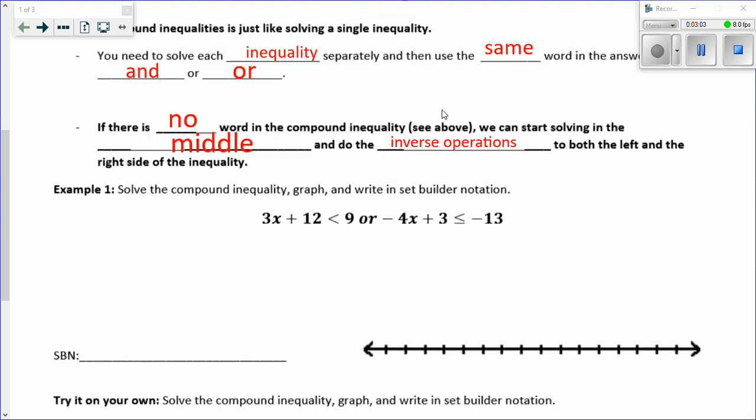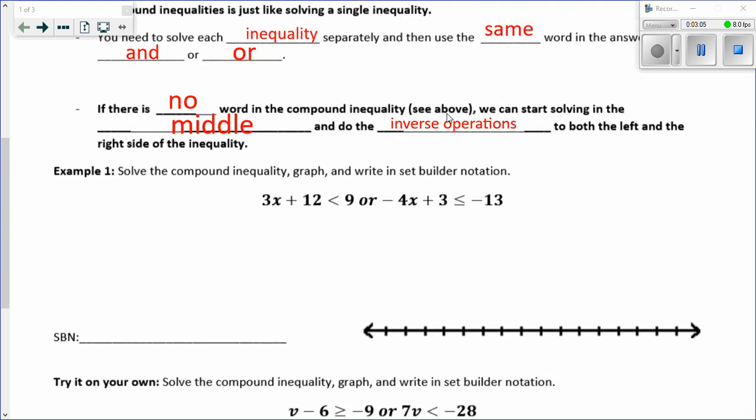So example 1, solve the compound inequality, graph it, and write it in set builder notation. So this one says 3x plus 12 is less than 9, or negative 4x plus 3 is less than or equal to negative 13. So I'm just going to go ahead and solve each one. So the first one, I am going to subtract 12 from both sides. I'm just going to work on this one first. So now I have 3x is less than negative 3, and I'm going to go ahead and divide by 3 on both sides. So I get x is actually less than negative 1.